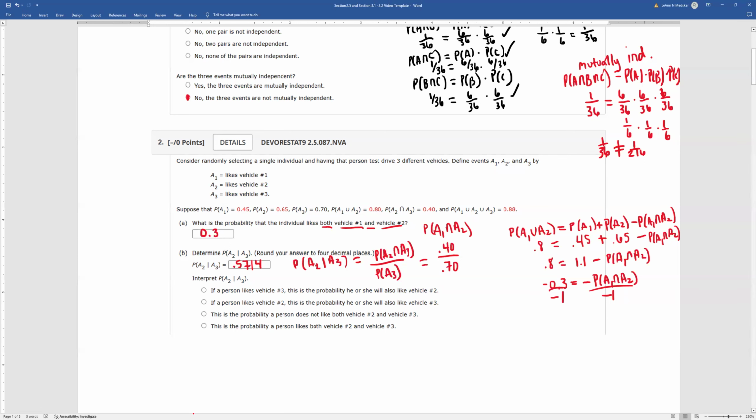Okay, interpret the probability of A2 given A3. This says if a person likes vehicle 3, because that's the given condition, this is the probability that he or she will like vehicle 2 as well. So the first one's actually the correct interpretation. The given is always the one we know is a fact, and we're looking for the probability that the other condition is also met. Okay.